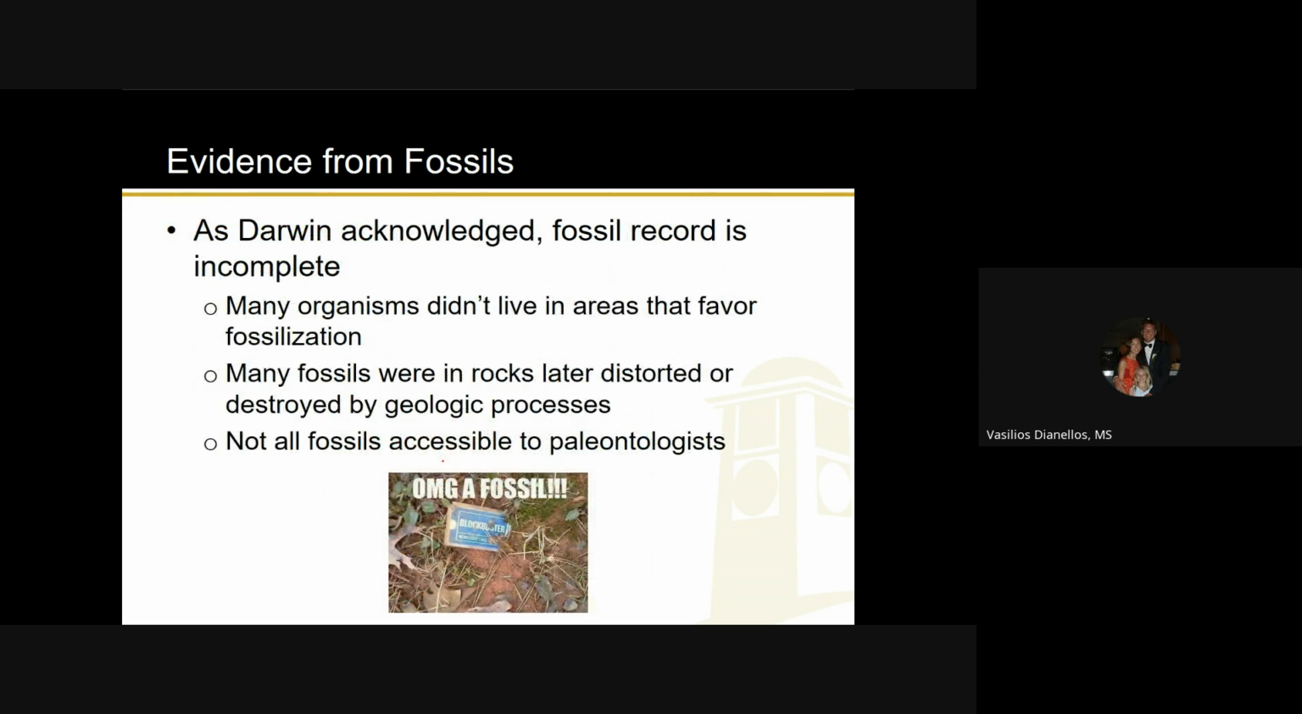As Darwin acknowledged, the fossil record is incomplete. This is an important thing to keep in mind because it is not perfect. Many organisms didn't live in areas that favor fossilization. So, fossilization, actually, before I even get into this, when you think about it, fossilization is quite rare. It's the exception, not the rule, for all these reasons that I have listed here. Like I said, some of them didn't live in areas that favor fossilization. Many fossils were in rocks that have been later distorted or destroyed by geological processes.